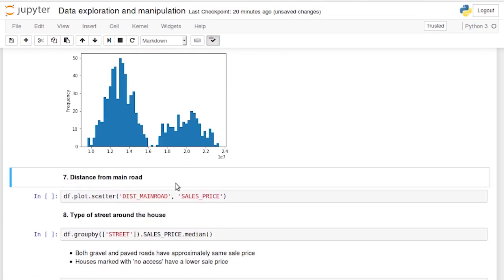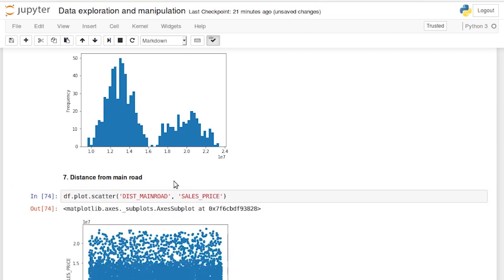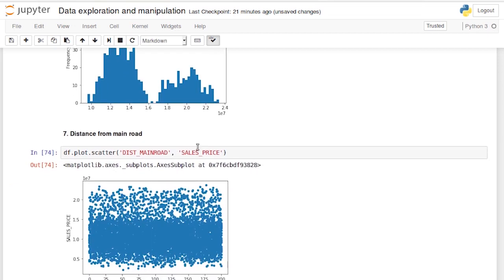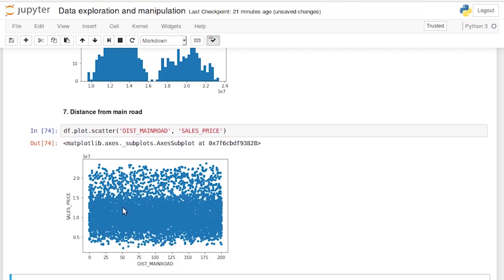Now let's take up another variable. We had a variable, distance from the main road, and I believe that distance from the main road should be an important factor and that should affect the sales price of the houses. So let's create a scatter plot between the distance from the main road and the sales price. And you can see that for different distances from the main road, the sale price distribution has no trend as such. And that's quite surprising.